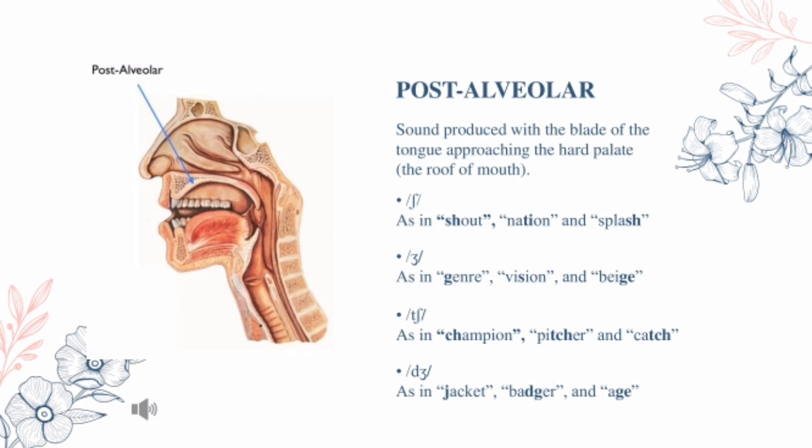And the third, ch. The words are champion, pitcher, and catch. And the last one, fourth, j. The words are jacket, badger, and age.